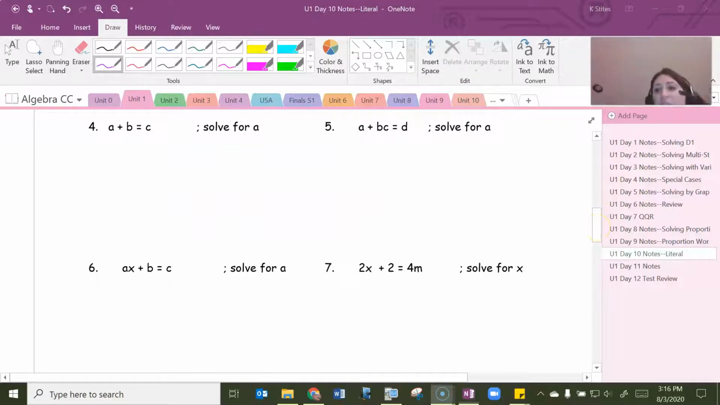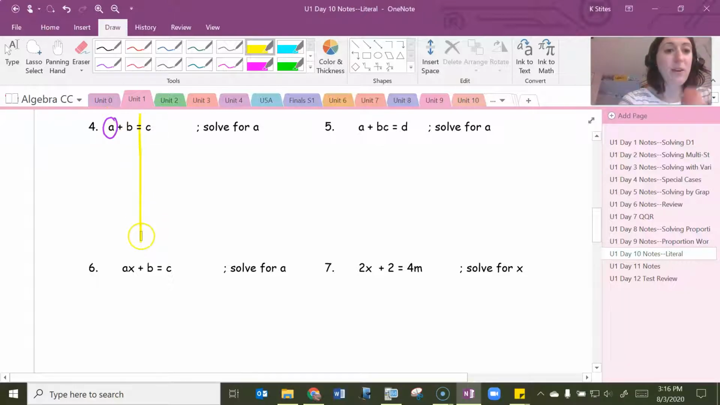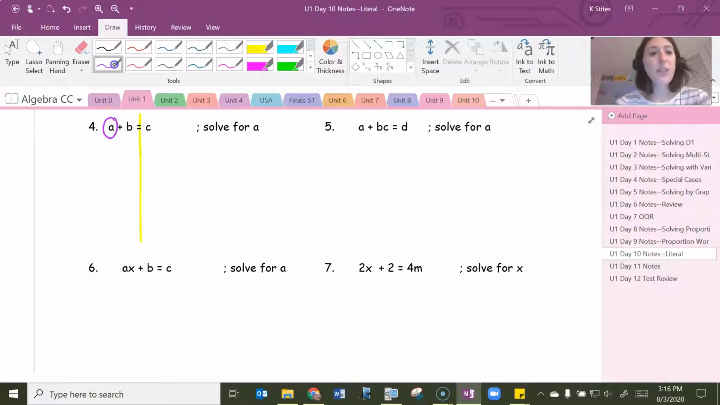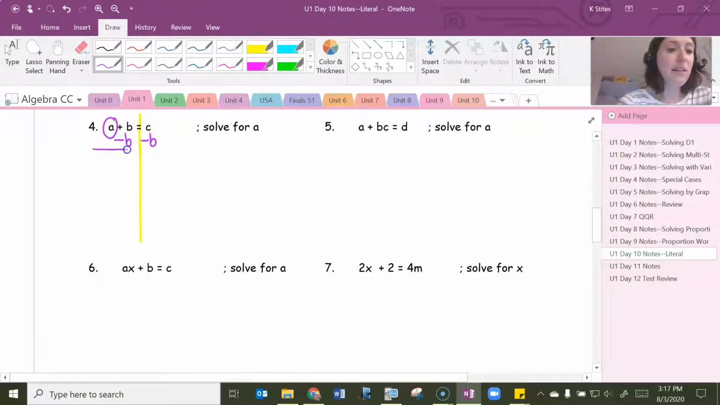All right, number 4. Solve for a. No numbers this time. Circle the a. That's what we're solving for. If it helps, go ahead, draw your line as well. So what's over with the a? B. And it's a plus b, right? So to move it, we will subtract b. A equals, and we can't actually subtract b from c, so we're just going to write c minus b. And that's it.